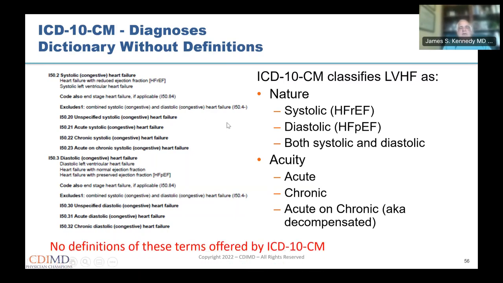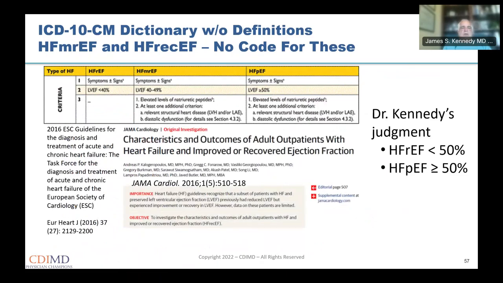So notice that ICD-10 does not tell us, so we have to look for other options regarding this. So this is where, again, the clinical literature comes into play. This is an article from JAMA Cardiology in 2016, which talked about heart failure with reduced ejection fraction of less than 40%. Minimally reduced is 40 to 49%. And preserved or normal ejection fraction is 50% or higher. So therefore, reduced ejection fraction is less than 50% because minimally reduced is still reduced.